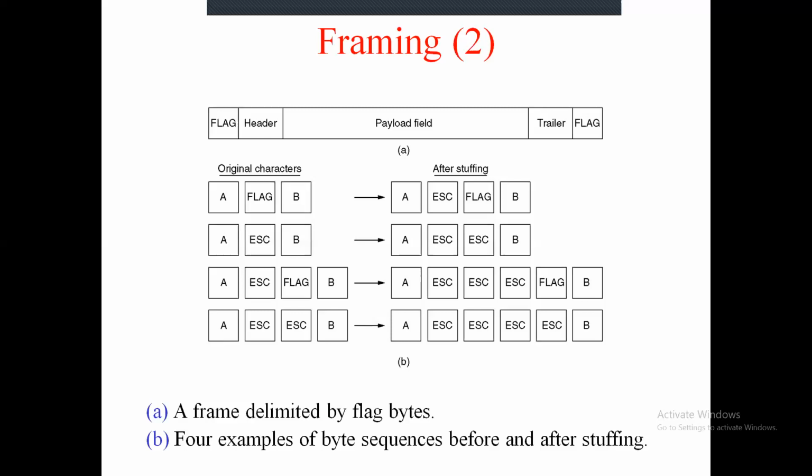Okay, now if the original data contains a flag value, then what we need to do in flag bytes with byte stuffing? Then see here, in the first transaction, ఒక ఫ్లాగ్ వాల్యూ మనకి ఇక్కడ ఉంది ఒరిజినల్ డేటాలో. What we will do?